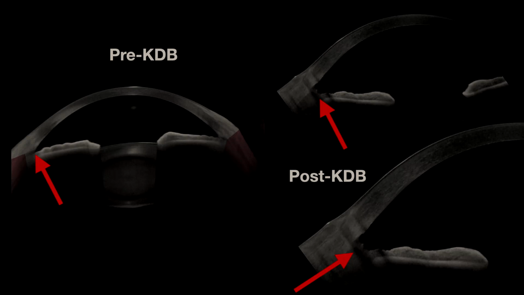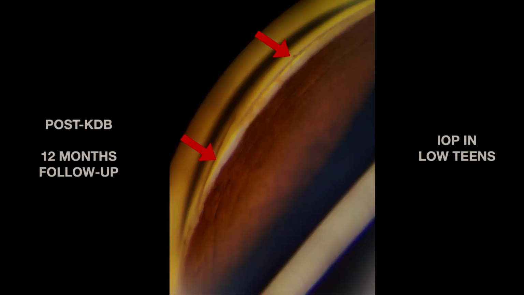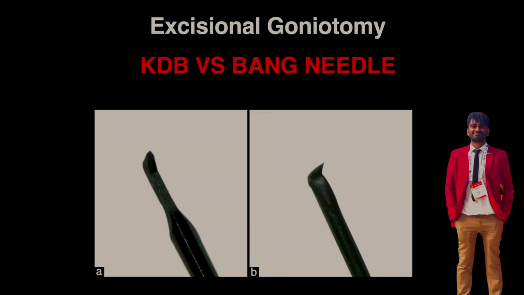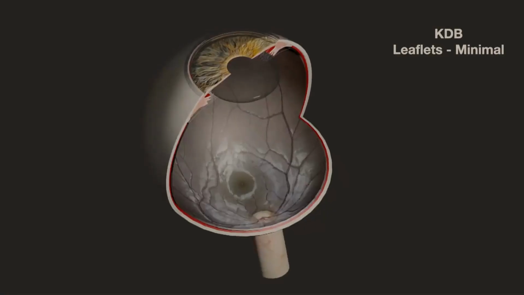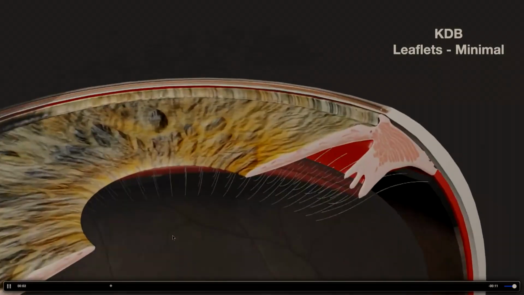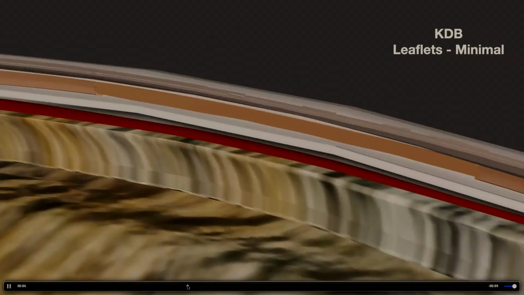And this is one of the novel observations that is due for publication in the next issue of the Indian Journal of Ophthalmology, where we are publishing a W sign with KDB, where there is a complete removal of the trabecular meshwork, and you can see that that is not seen in a bang, which I will be showing in the subsequent slides. So in KDB versus bang, you can see that there are always leaflets in bang, which are very minimal with KDB.